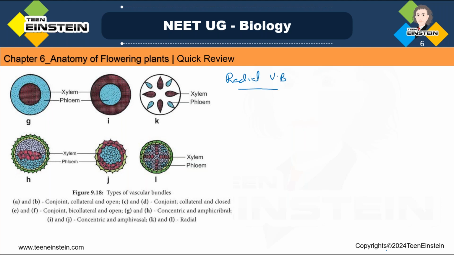Radial vascular bundles are mainly found in roots, and there you can see separate bands of xylem and phloem. Here the xylem is separate and the phloem is separate. So separate xylem and phloem bands you can see in the radial vascular bundles.